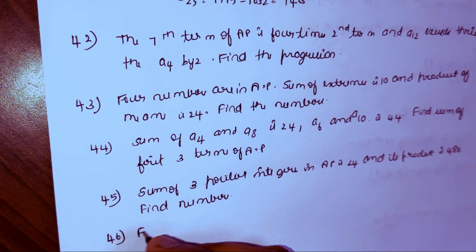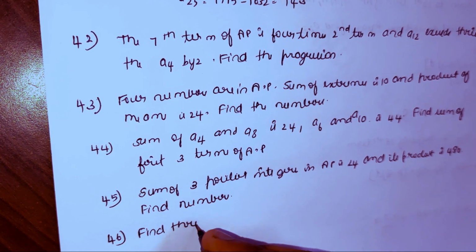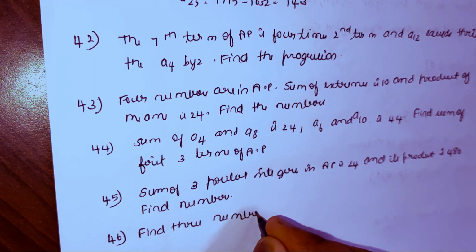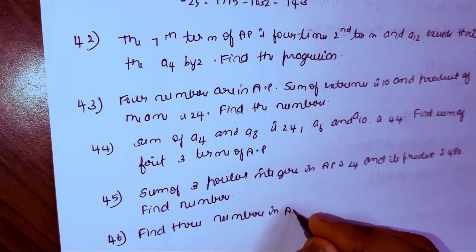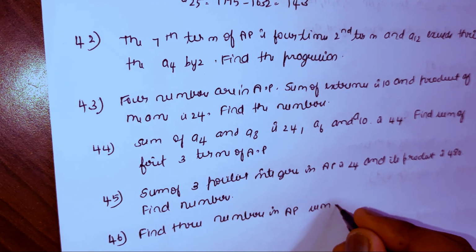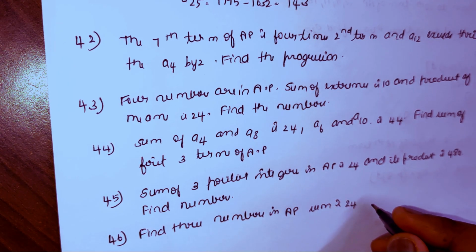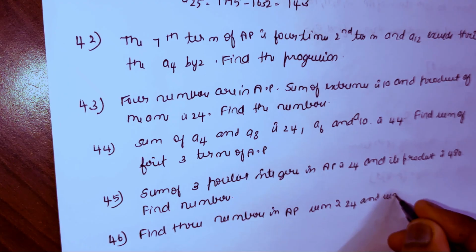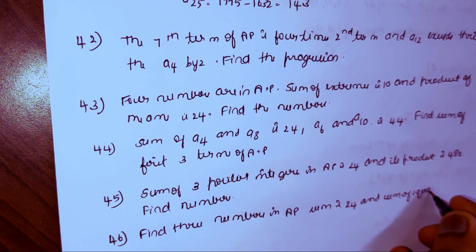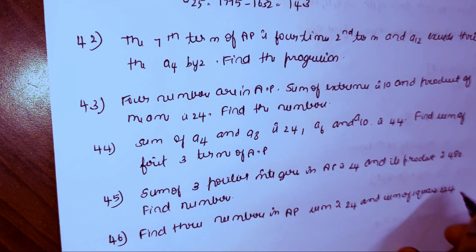46th question, find 3 numbers in AP. Sum is given, that is 24, and sum of their squares is 224.